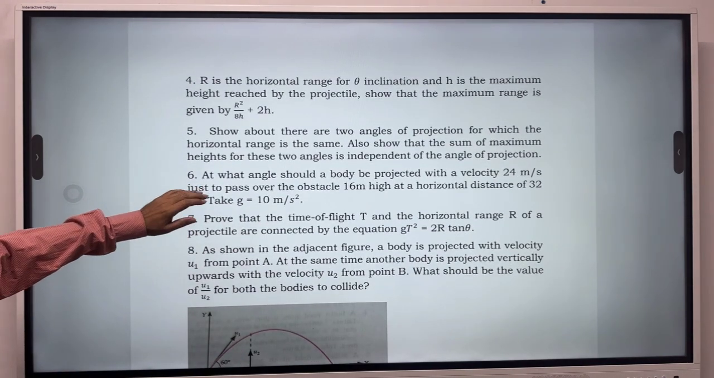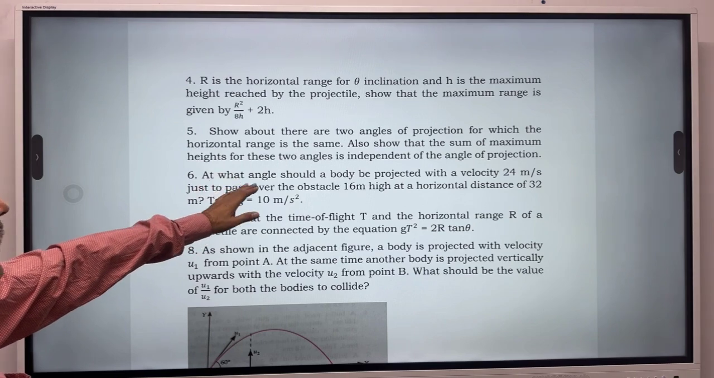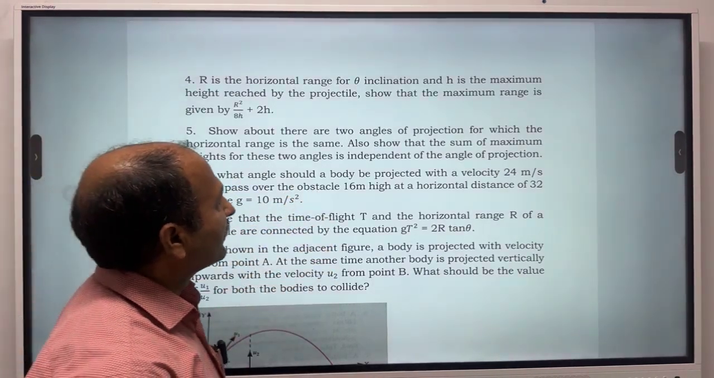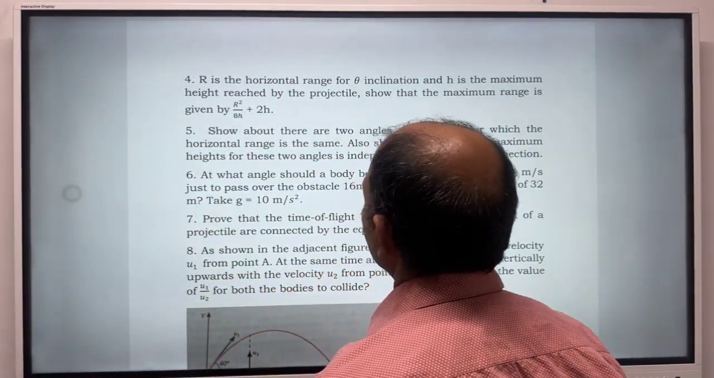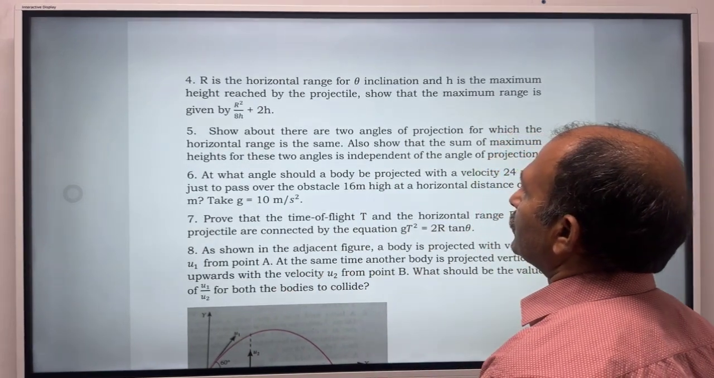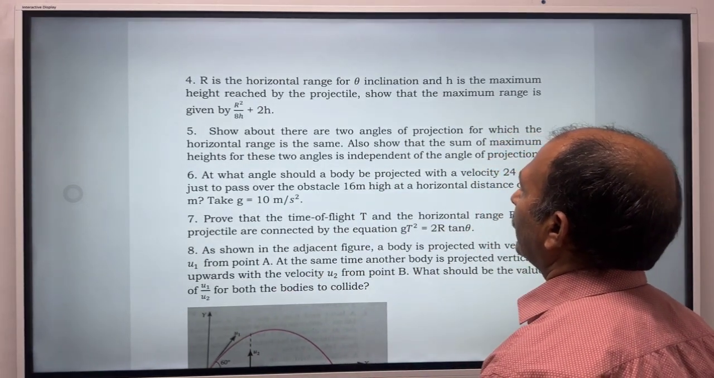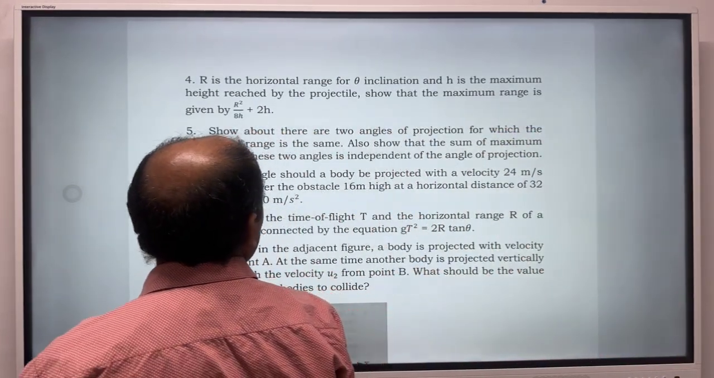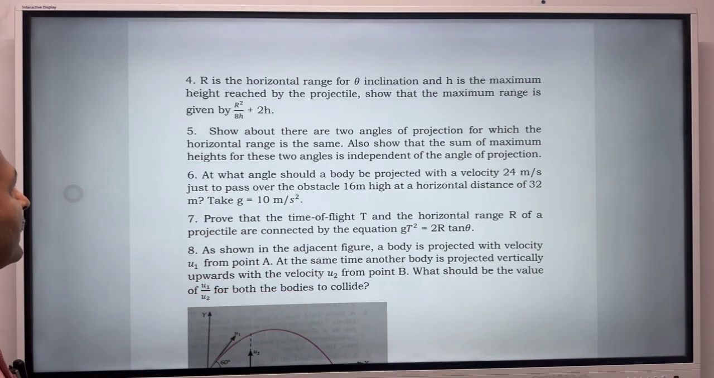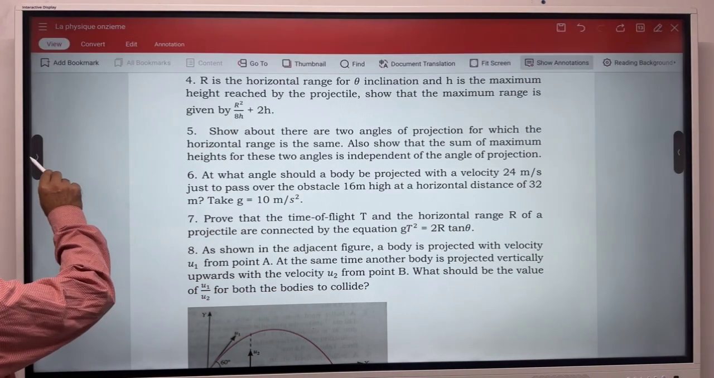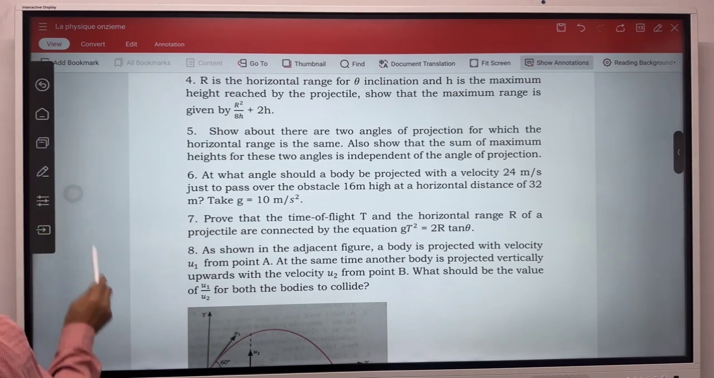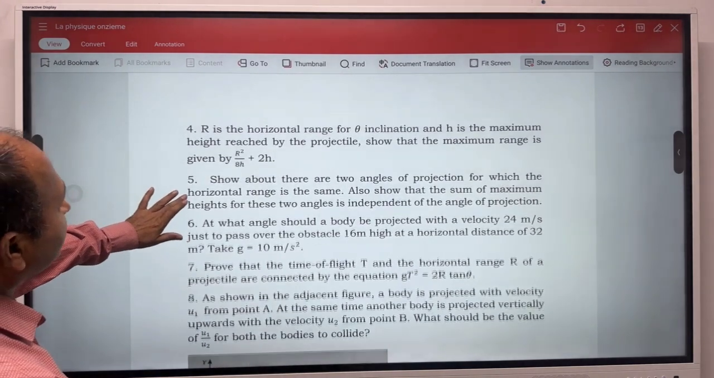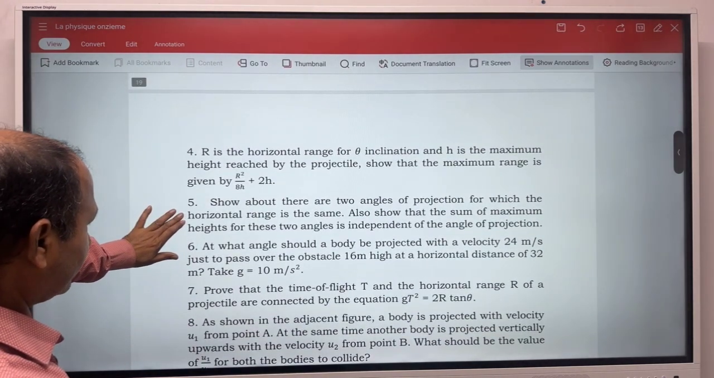There is another question. At what angle should a body be projected with a velocity of 24 meter per second just to pass over the obstacle 16 meter high at a horizontal distance of 32 meter? Take g equal to 10 meter per second square. Let's see how to solve this question.